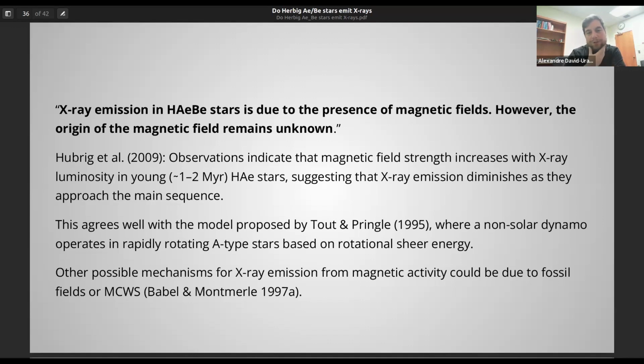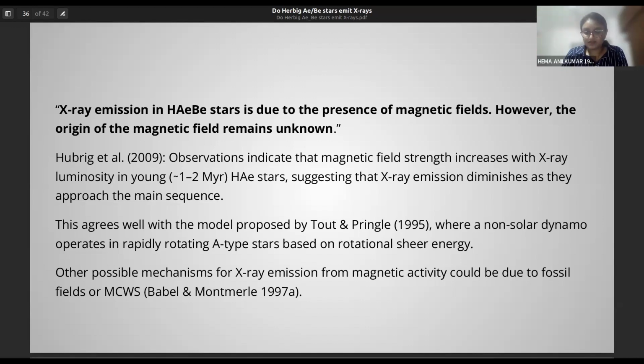If it's more coronal in nature, then you might expect some flaring, perhaps naively, as you see in the younger stars. And if it's magnetically confined wind shocks, then it might have more to do with rotational modulation or something along those lines. So did you observe any of these differences?